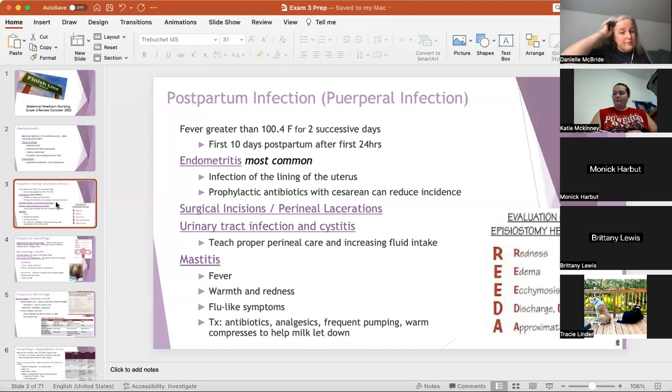And how will we treat? Antibiotics, frequent pumping, warm compresses, hand expression. Perfect. Exactly. We want to keep emptying that breast. The warmth is going to help the milk let down. Hand expression and pumping is good because if they latch the baby, which they can do, and they can breastfeed with mastitis, but it is so uncomfortable, so oftentimes they opt not to.